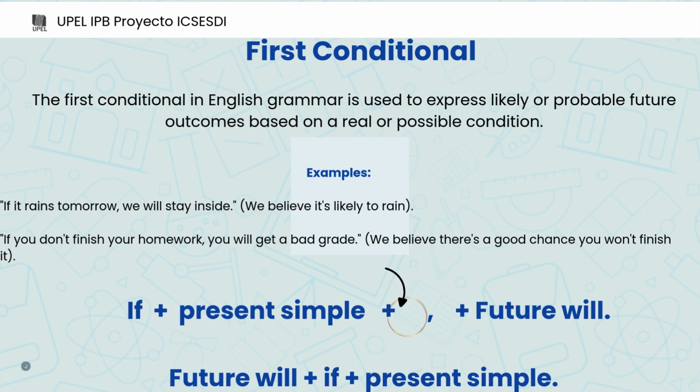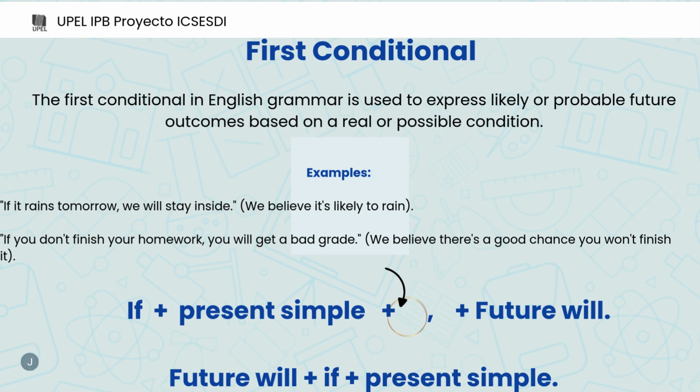Examples: if it rains tomorrow, we will stay inside. So we believe it's likely to rain. It's very probable to rain. And if it rains, we will stay inside the house. Okay, so let's continue.